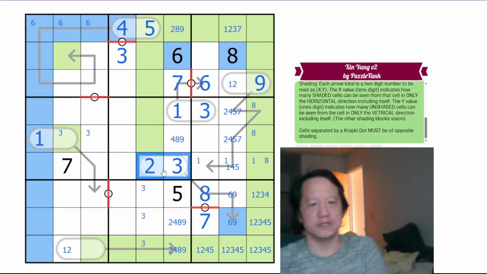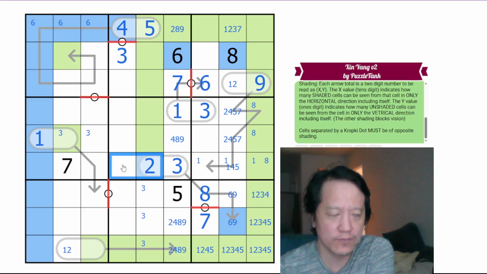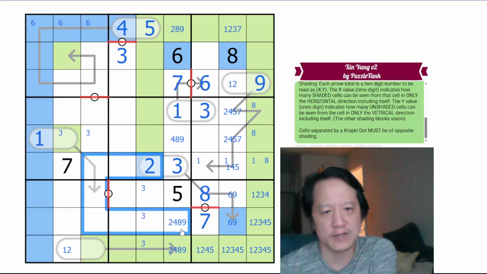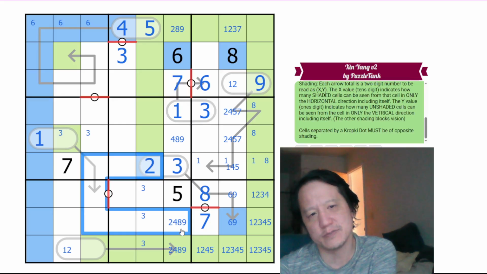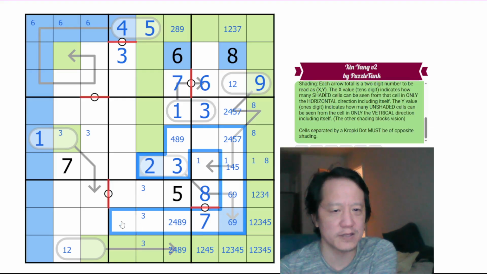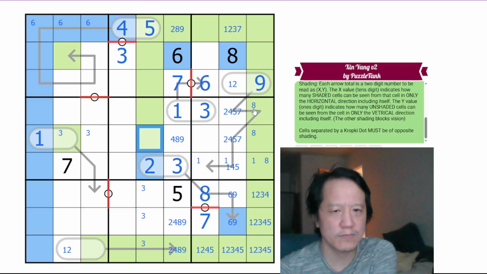This only sees 2. So it must orthogonally connect to the rest of... I guess it could do something like that. That is potentially possible. No, because then that would see 3. So it could do technically something like this? Yeah, that's possible.